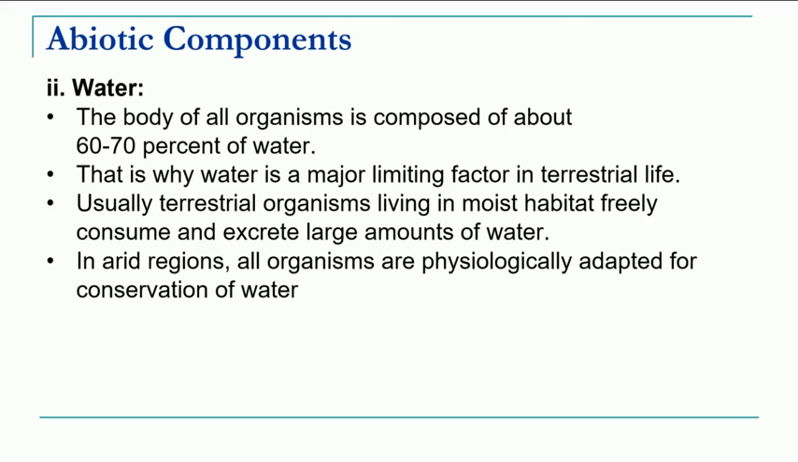The second important component for living organisms is water. This is the second abiotic component, because the body of every organism is composed of 60 to 70% water, and without water life is not possible on land. Usually terrestrial organisms have different mechanisms of excretion by which they conserve water. In dry and arid regions, organisms are adapted for conservation of water. Like in desert areas, you have organisms which can conserve water in the best possible way.